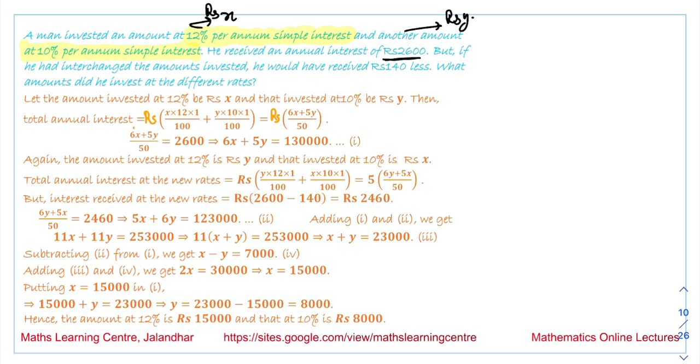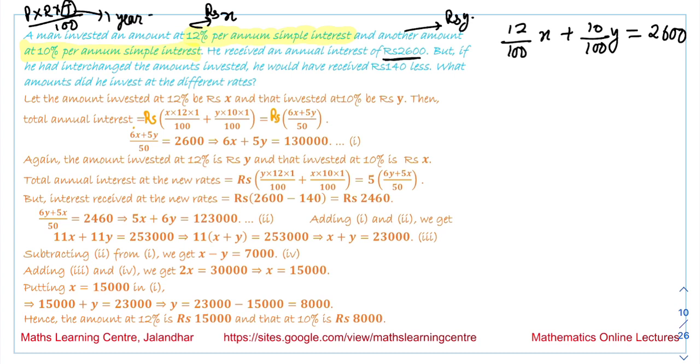So what is the annual interest in this case? For rupees x the interest will be 12 by 100x. For rupees y it is 10 by 100y, and the interest that he is receiving is 2600. What is the formula for simple interest? It is principal into rate into time by 100. The time we have is 1 year. So the rate is 12%, it is 12 by 100 into principal x, and for principal y.